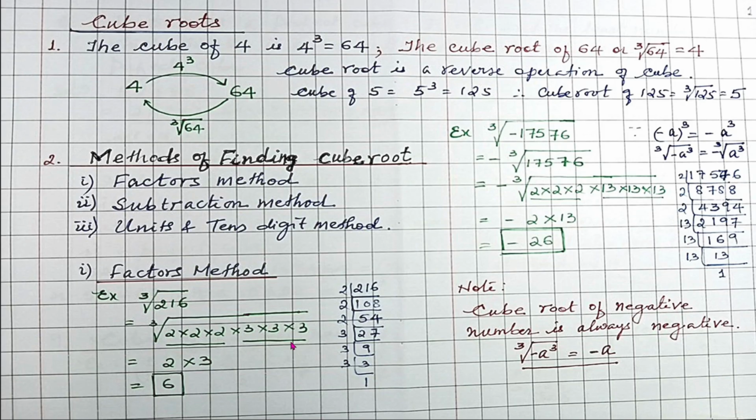So in the factors method, find the factors, group them into triples, take one factor from each triple, and take the product of those. That will be the cube root of the given number.